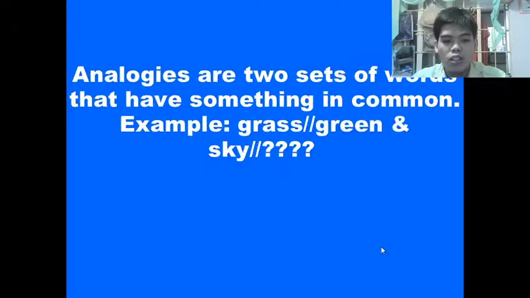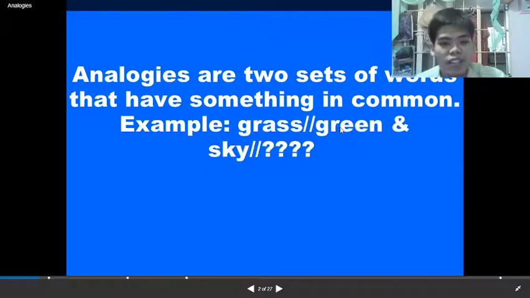For example, going back to the first pair, we have grass and green. If grass is connected to green because of its color, what should be connected to sky? Since grass is connected to green as color, we need to connect sky to color as well. So the answer is blue.